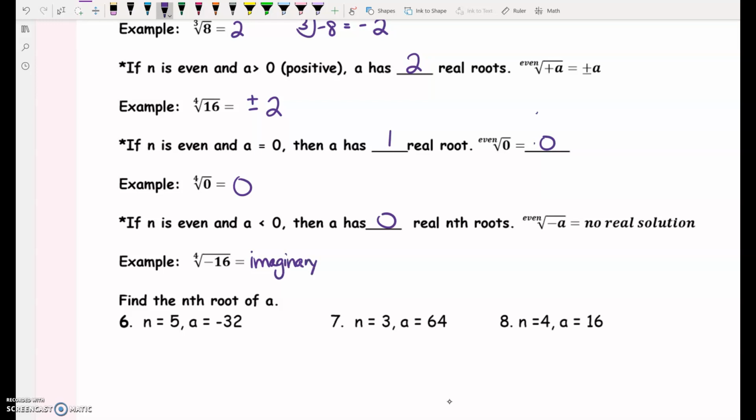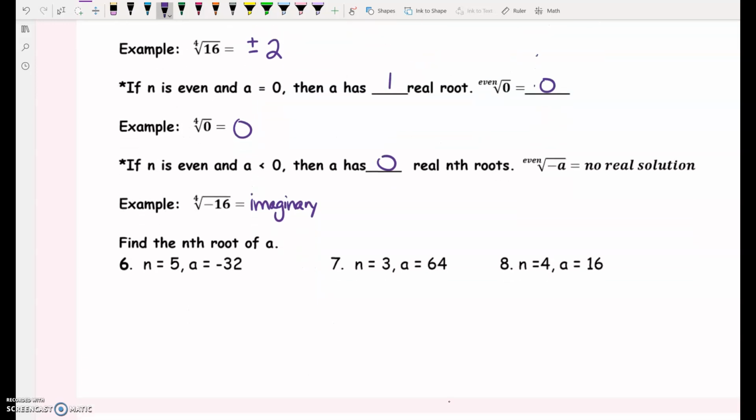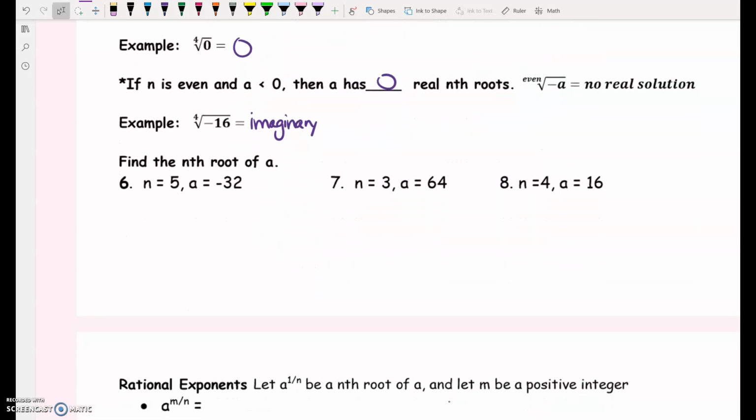And we did imaginary numbers with square roots. We're not going to do imaginary numbers with fourth roots and sixth roots because we're just not. Okay, find the nth root of a. We want the fifth root of -32. Okay, fifth root of -32.